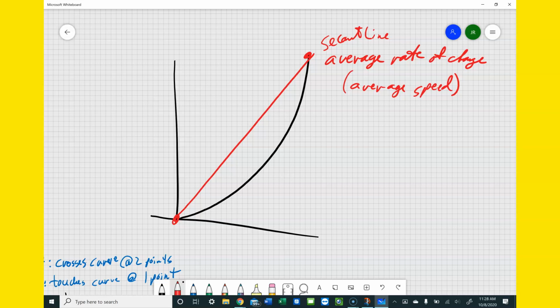Now, during the first few moments of falling, you can kind of see that the speed is less than the average. During the last moments of falling, the slope is more than the average. And at some point, the slope is exactly the average. At some moments it was going a little slower, at some moments it was going faster, but the overall average will be the slope of this secant line.